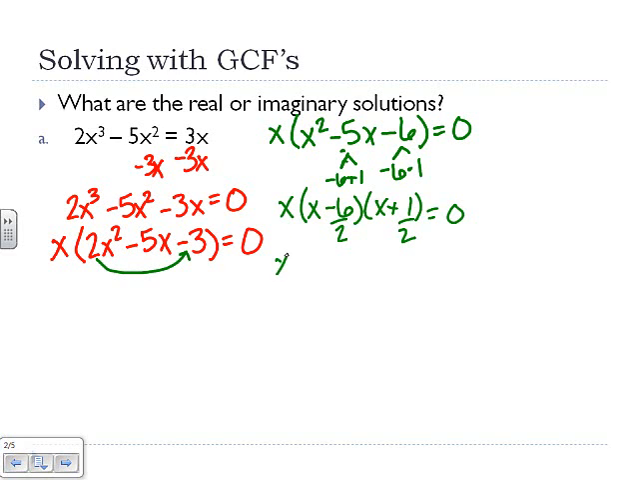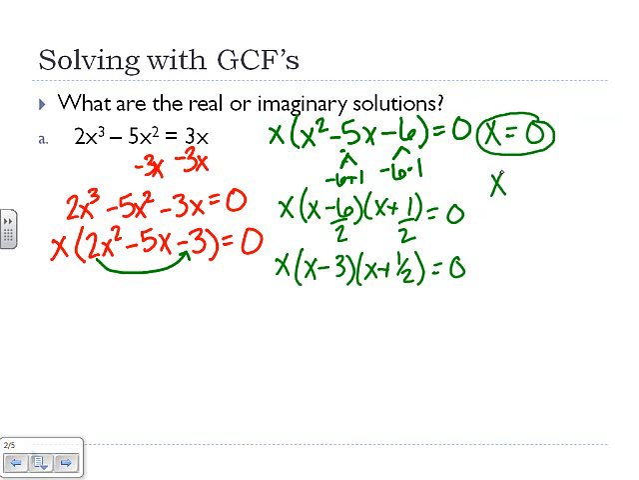So now our factors are x, x minus 3, and x plus 1/2. To solve, we're going to say x equals 0. There's one answer. The next answer will be x equals 3. And the last answer will be x equals negative 1/2. We have 3 zeros to match the power of 3 we had in the original problem.